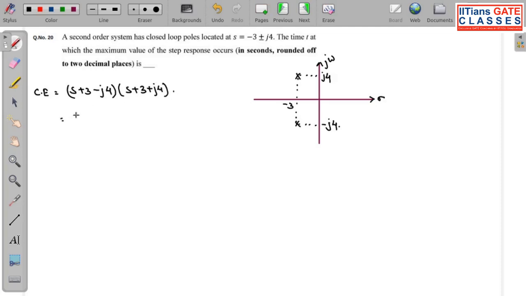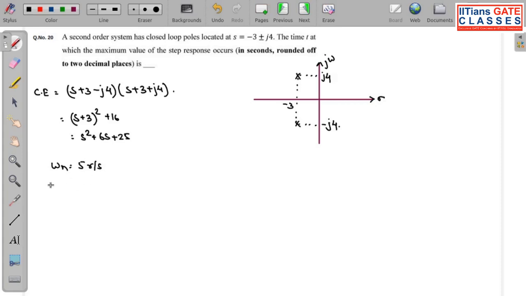Okay. So if I want to write like this, plus 16, so this will be S square plus 6S plus 9 plus 16, so that will be 25. Okay, fine. So first let me ask you, what is omega n? Omega n is equal to 5 radian per second.